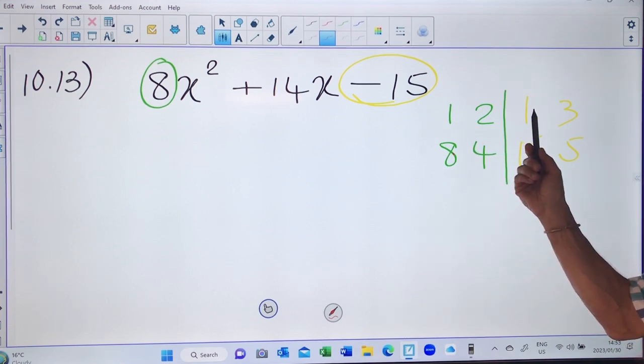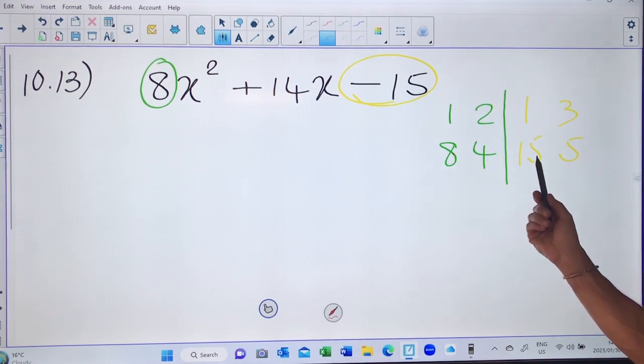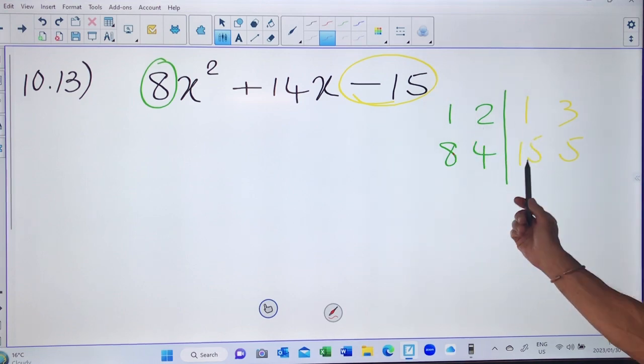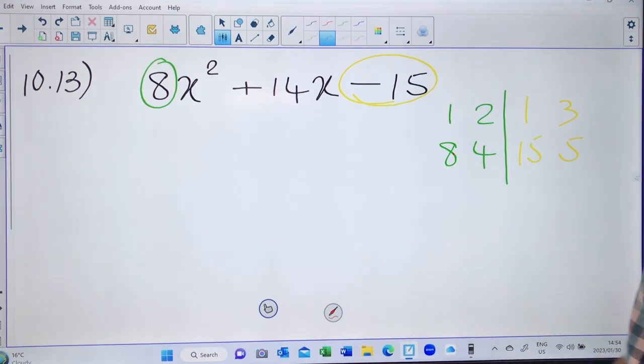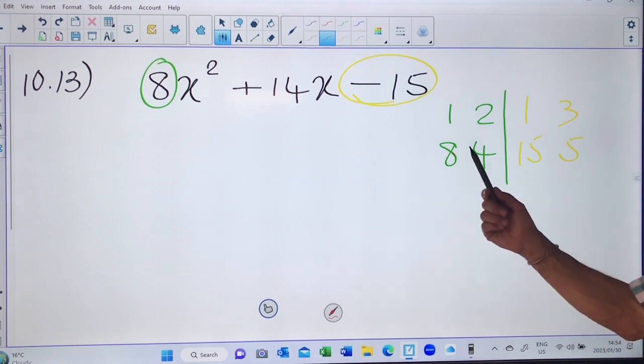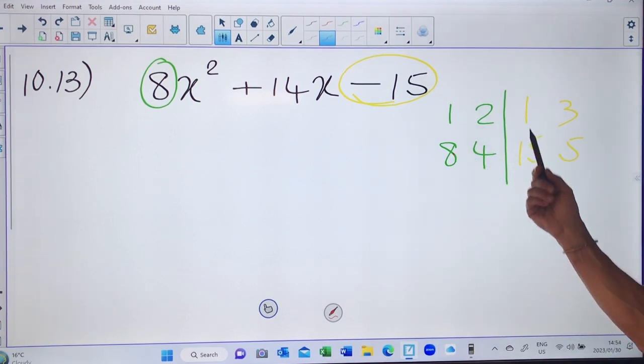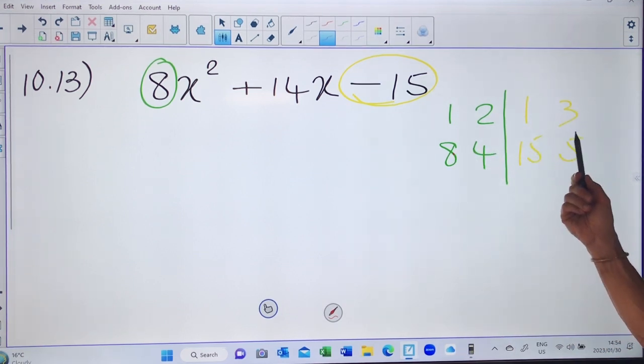8 times 1 is 8. 1 times 15 is 15. The difference between 8 and 15 is 7. We need to get 14. Now I use the 1 and 8 again, but I'm not going to use 1 and 15 again, I'm going to use 3 and 5.